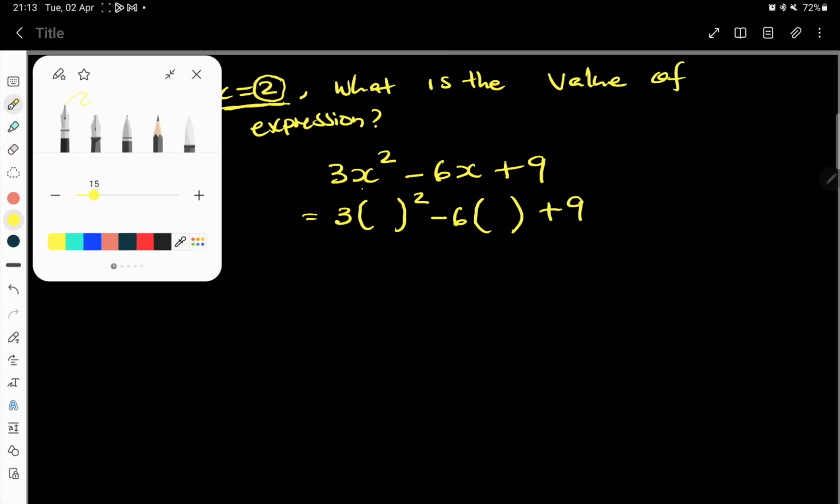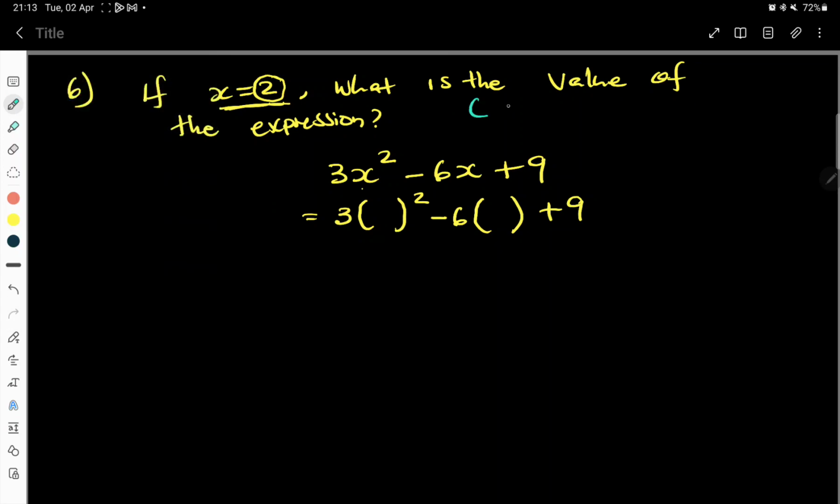Then you substitute, we call it substitution. You substitute the value of x in replacement of the variable. You put a 2. If the question says negative 2, then you tag along the negative. But in this case, it does not say negative 2, so it's just 2.